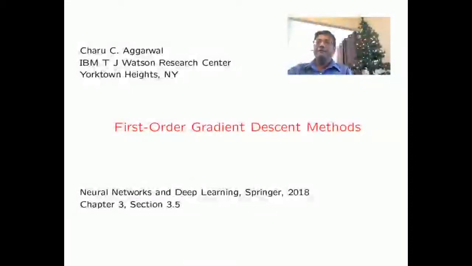In this video, we will discuss first-order gradient descent methods for neural network learning. In first-order gradient descent methods, only the first derivative of the loss function with respect to the weights is used. No information about the second-order derivatives is used during the training process. The first-order derivatives are easily available from the backpropagation algorithm.